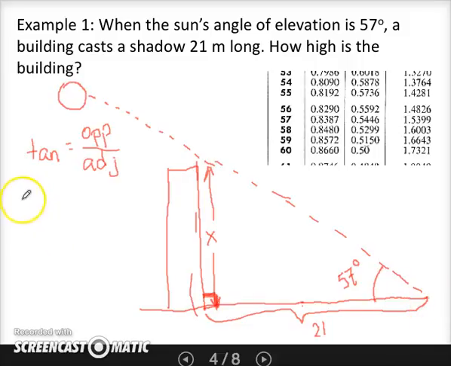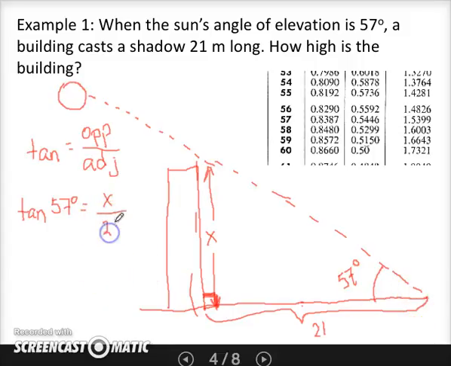So the tangent of our angle that we're given, which is 57 degrees, is going to be the measure of the opposite side, opposite from 57 degrees, and that's x, over the adjacent leg, which is the length of the shadow along the ground.